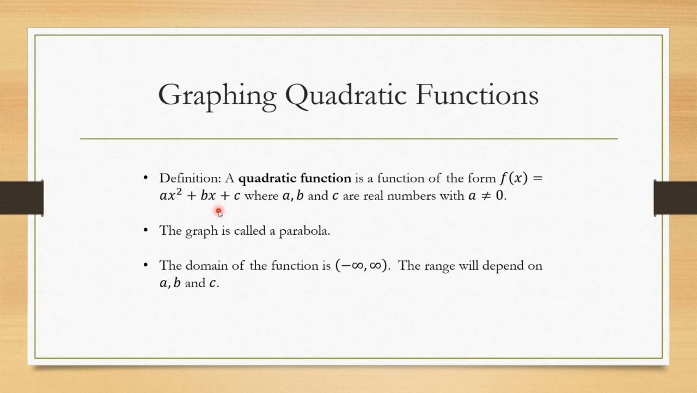Okay? It's going to be some variation of it. Variation meaning it might be shifted horizontally or vertically. It might be turned upside down, that kind of thing. What's nice about these functions, as on the slide, is they all have the same domain. They all have domain all real numbers. The range, that's a different story. The range is actually going to depend on a, b, and c. More on a and b than c, but it will affect the range.